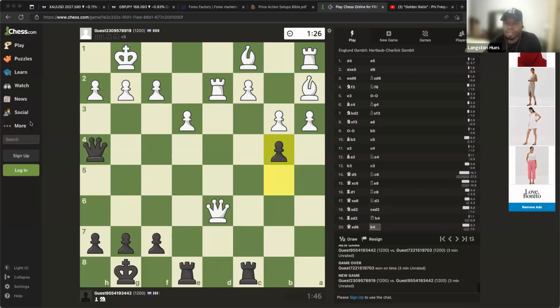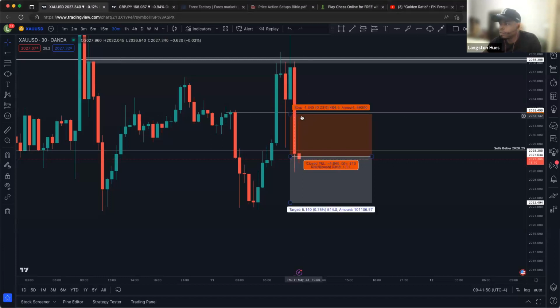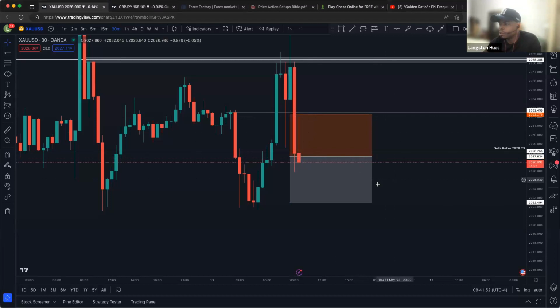Okay, so I'm gonna put a sell stop at 1227.45 for potential gold sales. Sell stop. And I'm activated. Stop loss is above the high of this candle.